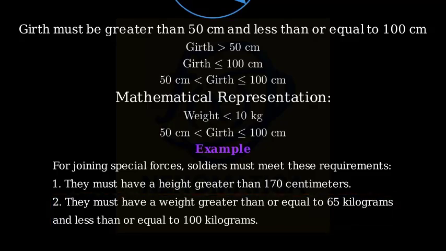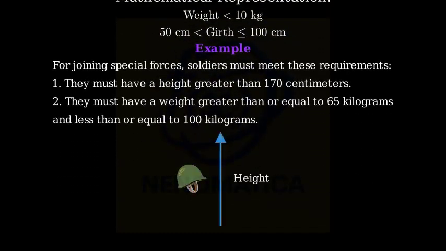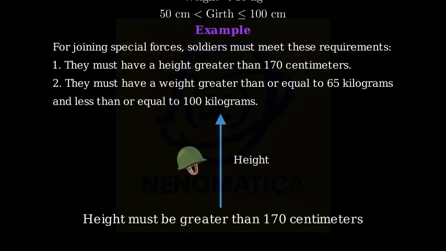For the first requirement, we need to represent the height of the soldiers. Let's use the variable height to represent the height in centimeters. The requirement states that the height must be greater than 170 centimeters. In mathematical notation, we can write this as height is greater than 170 centimeters.